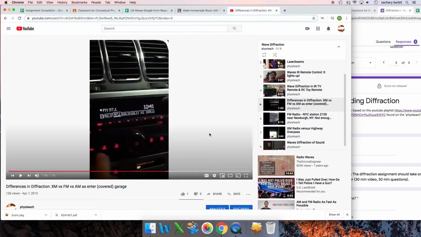Cell phones are in between FM and XM. That's it for that note. Actually, cell phones are very close to satellite radio in frequency. On average, they're a little lower, but they're pretty similar.